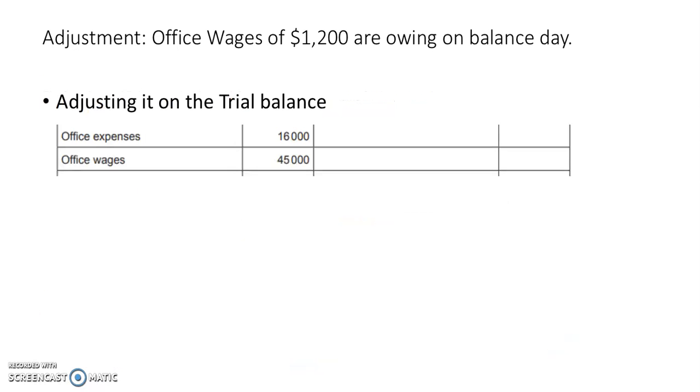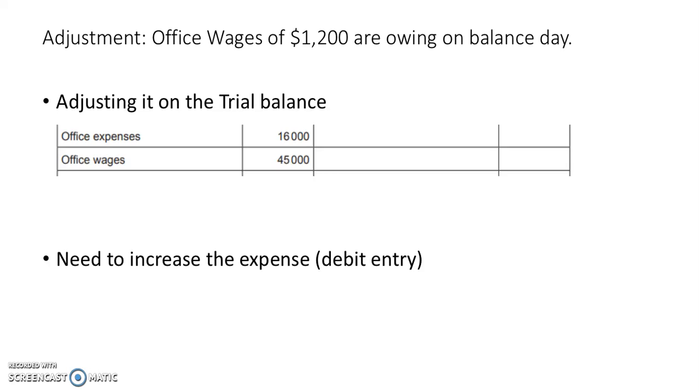First off, treating it on the trial balance. This is a year 11 sort of exercise, but we still need to do it. So we're going to adjust the trial balance. The first thing we're going to do is increase the expense because we owe office wages. So for that accounting period, we need to make sure that we increase it to the correct amount, in this case $46,200, which is $45,000 plus $1,200.